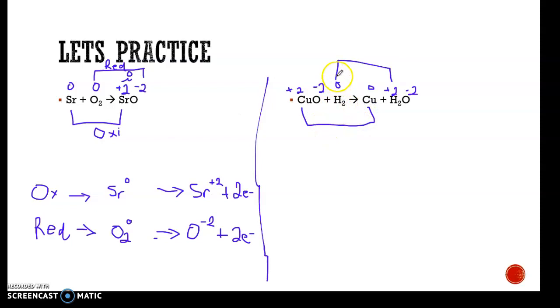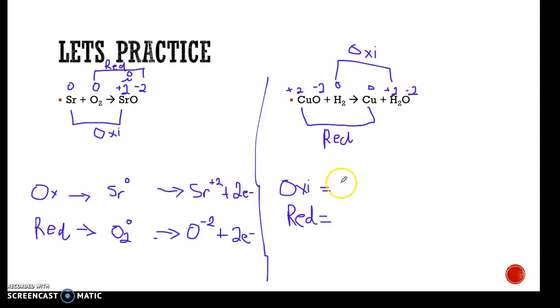So if we go from 0 to +2, I'm becoming more positive. That's oxidation. And because I'm going from Cu +2 to 0, I am gaining electrons. So that's reduction. All right. So then, let's go ahead and write our half reactions. Now, I'm going to write what I see on my left and what I see on my right.